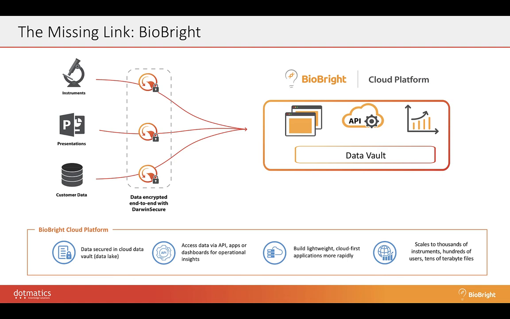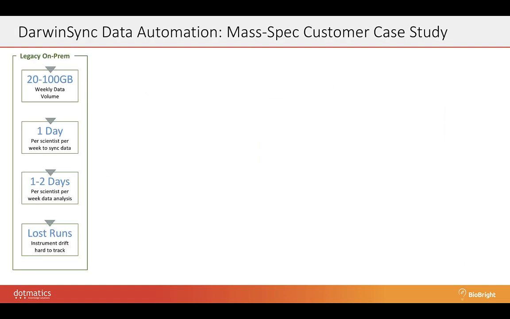The application has many parsers already available for standard instrument formats, and BioBright has an advanced meta-language capability that allows them to rapidly develop parsers for previously unseen types. When BioBright is used alone, this data is then presented in dashboards and lightweight cloud apps to provide operational insights into the data. It can also be handed off over APIs, as we'll see in a subsequent example. The other important point about this is the scalability, with the ability to connect thousands of instruments, hundreds of users, and manage tens of terabytes of files, which is critical for the kinds of high-throughput experimentation we're seeing today. So here's our first case study from a large pharma customer of BioBright that demonstrates the dramatic increases in efficiency that data automation can bring.